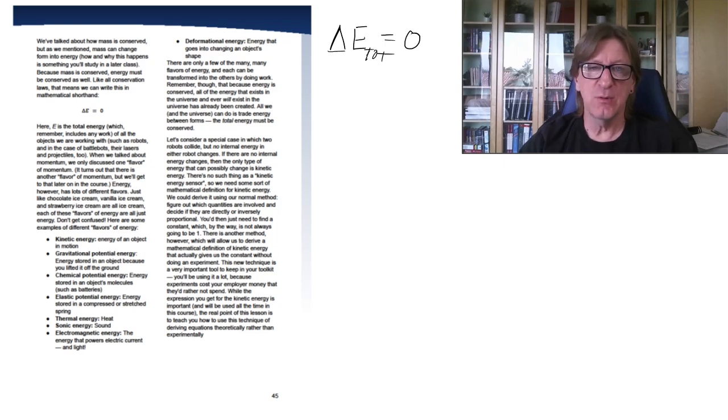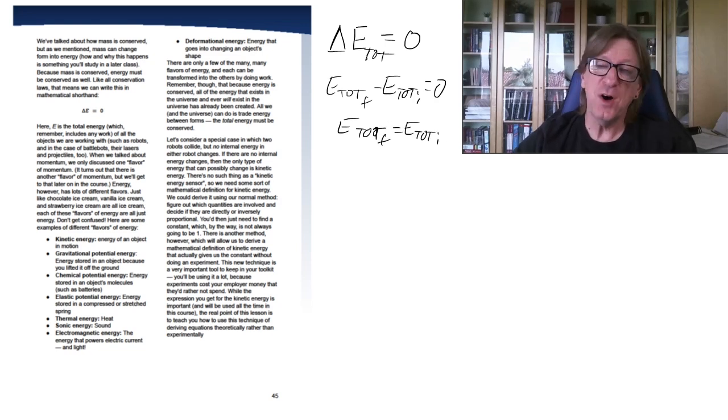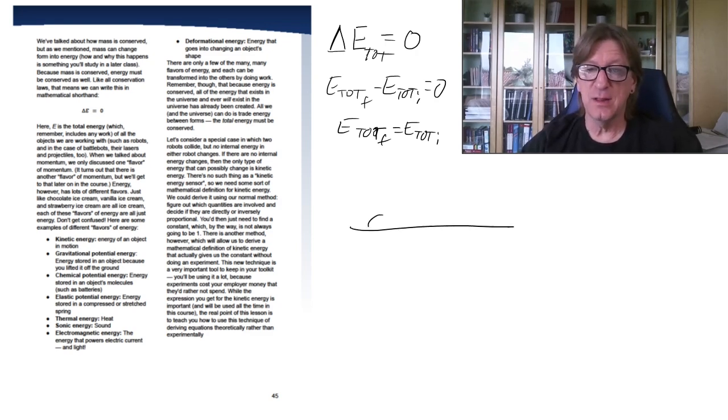So remember, we can write that then as my total energy final minus my total energy initial is 0, which is the same thing as saying my total energy final is equal to my total energy initial. Now, if all I have is kinetic energy, then let's take our two robots. So here I've got these two robots, and they are colliding. This robot's going this way, this robot's going this way.